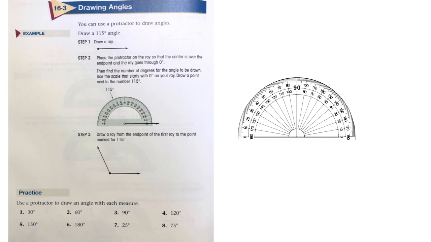Basic Math, Chapter 16, Section 3, Drawing Angles. You can use a protractor to draw angles. For example, draw a 115-degree angle.